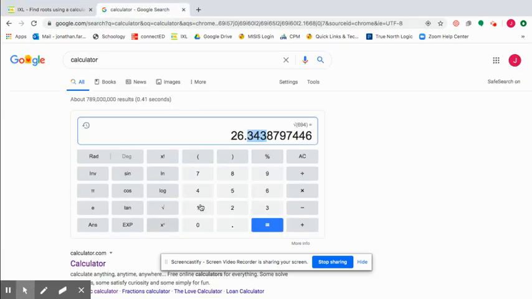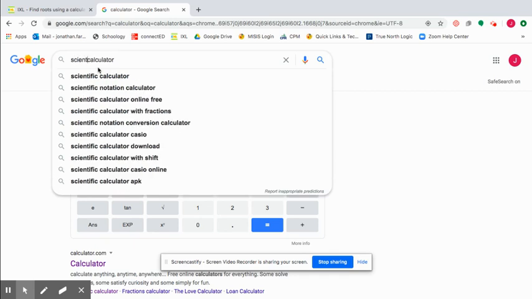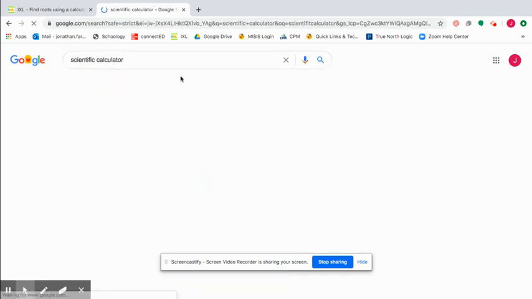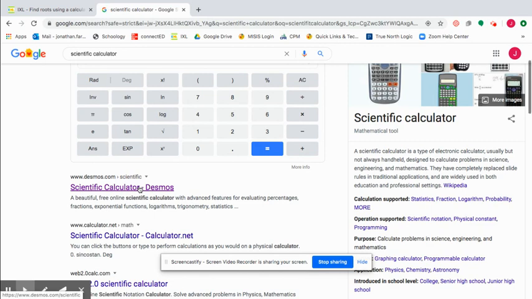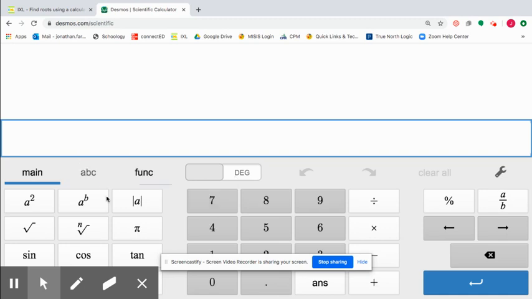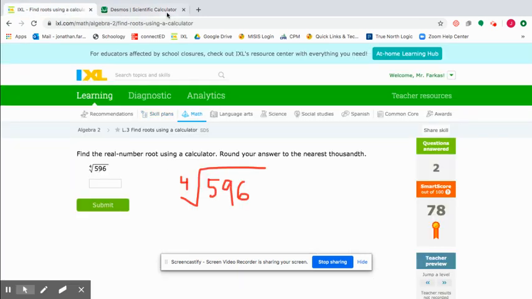If you'll notice, this calculator does not actually have a place where you can put in an index. So what I like to look up is scientific calculator. My favorite one is on Desmos. I like the Desmos scientific calculator because the format looks very similar to how you would write it out. You see here they have the square root, but next to the square root, they have this n radical. The n is where you can put in an index. So here we're finding the 4th root. You type in a 4 there, click on the radicand, and then you can put in 596.